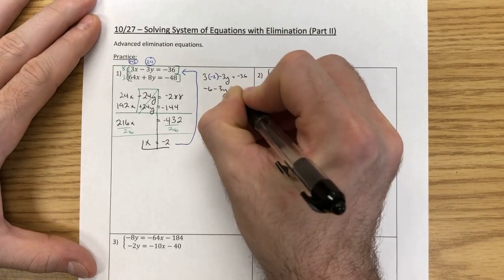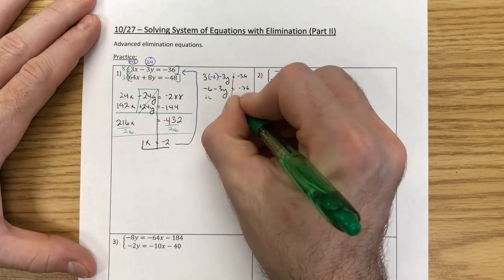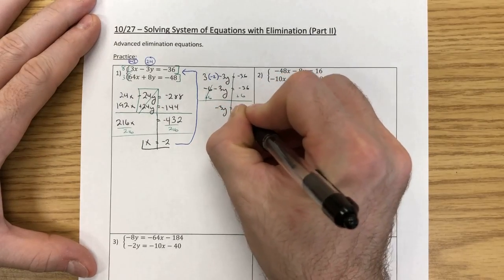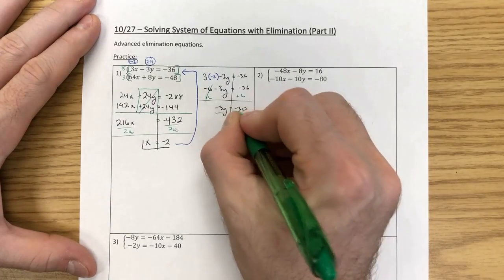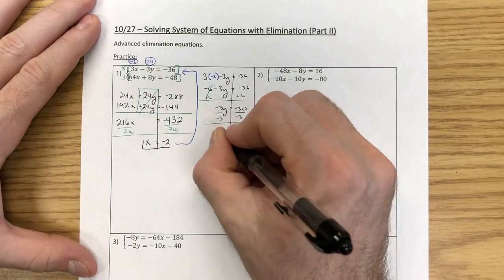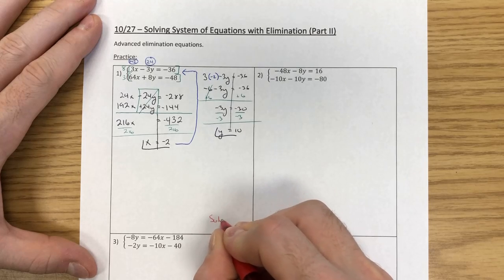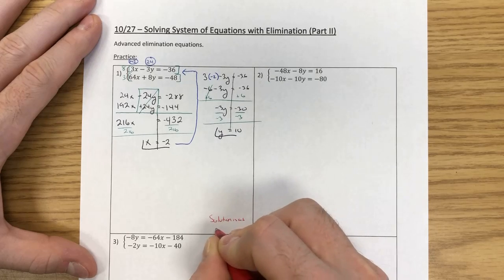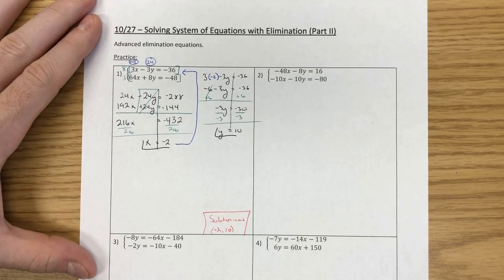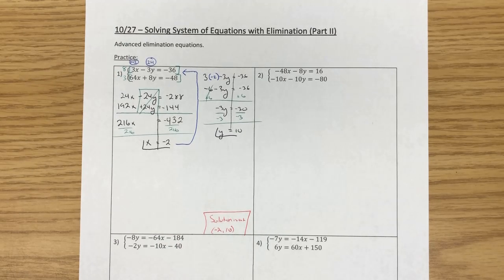6 minus 3y. We're going to go ahead and add our 6. And then we're going to divide by -3, which is going to give us y is equal to a positive 10. So we know that we have a solution, -2, 10. Perfect. And so these two lines cross at the point -2, 10.